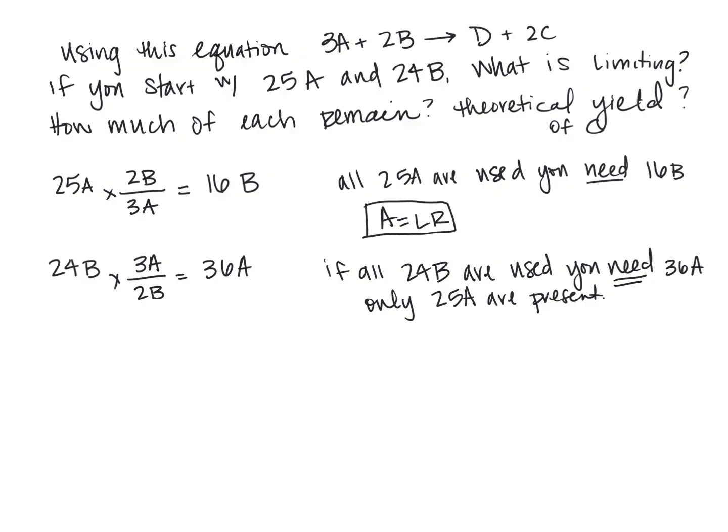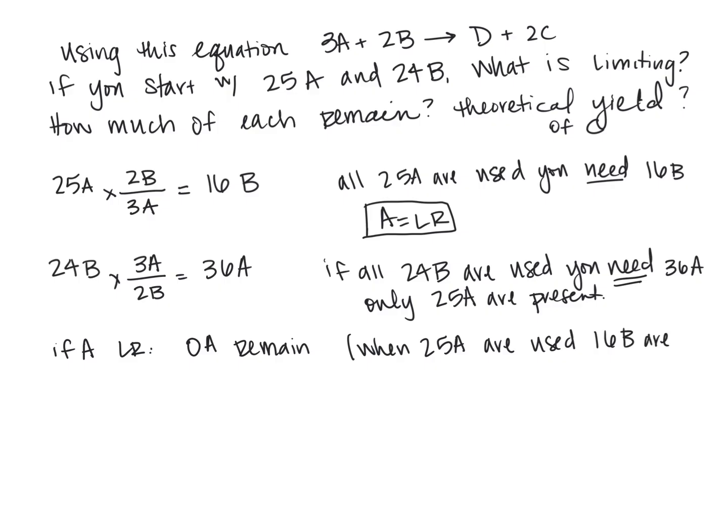And so that's good. It asks how much of each remain. If A is the limiting reactant, there are 0A remaining because we used all 25 of them. And when 25A are used, 16B are used. Sometimes in the book or in other things, I say consumed, but used means the same thing. So in this case, for B, I started with 24B and I subtracted 16B, and that gives me 8B remain.